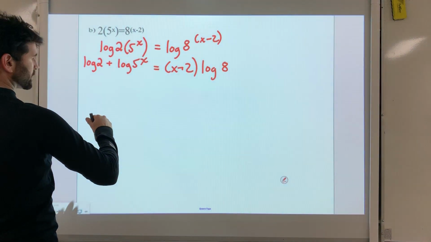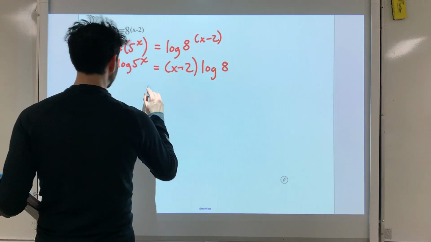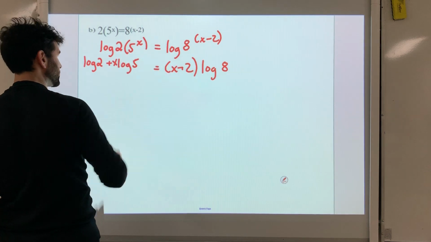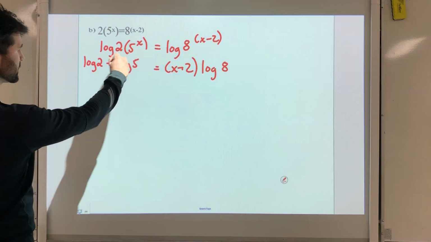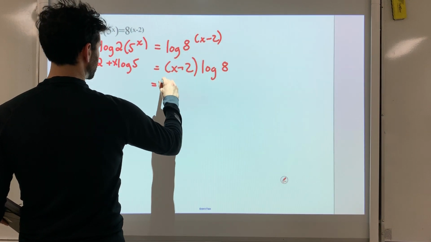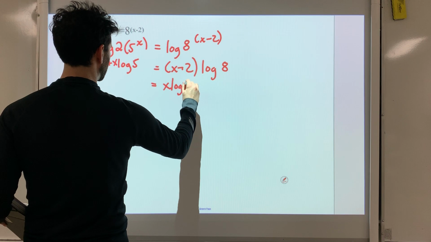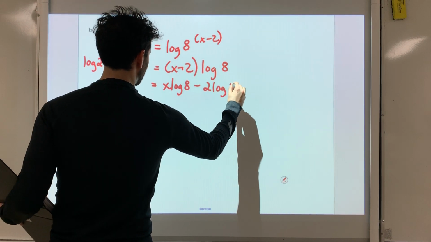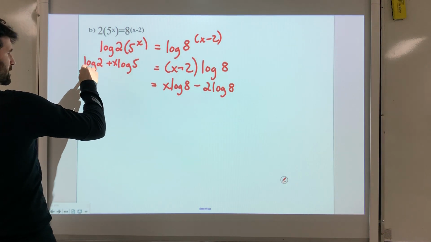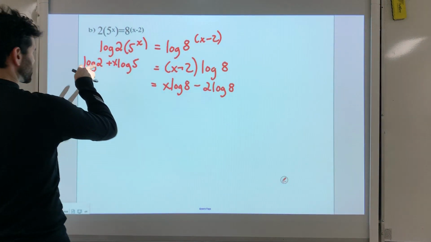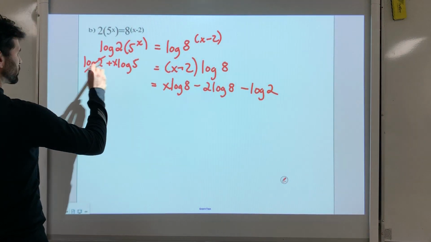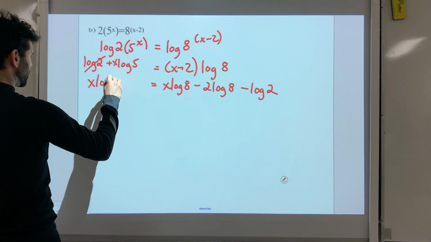Now I can use power law to bring the x down. So I might just sneak in there with my eraser and bring the x down in front, just to save myself some writing. Okay, so I brought that x down in front using power law. Now I can distribute the log 8 into the brackets. So I get x log 8 minus 2 log 8 over here. Over here, there's really not a lot I can do. I might just bring the log 2 over to this side, so I'm going to subtract log 2 from both sides. Okay, so it's gone over here, and I'm just left with x log 5.